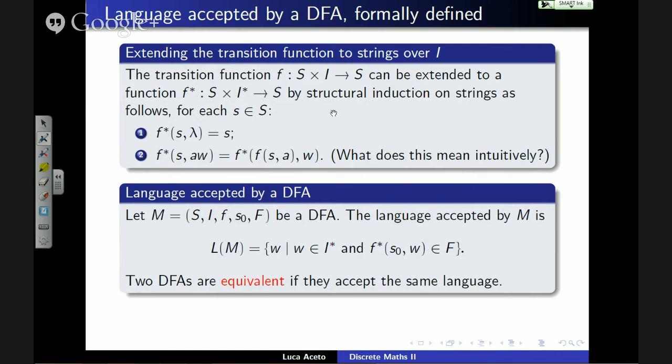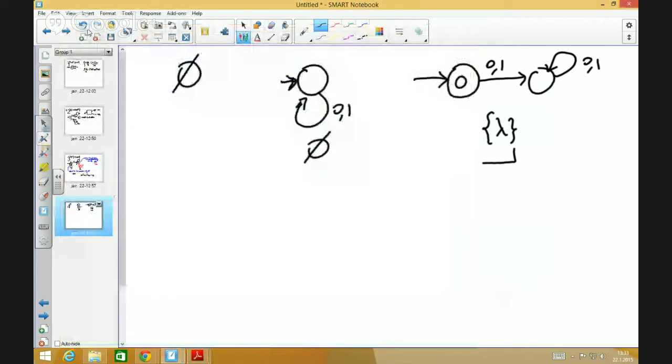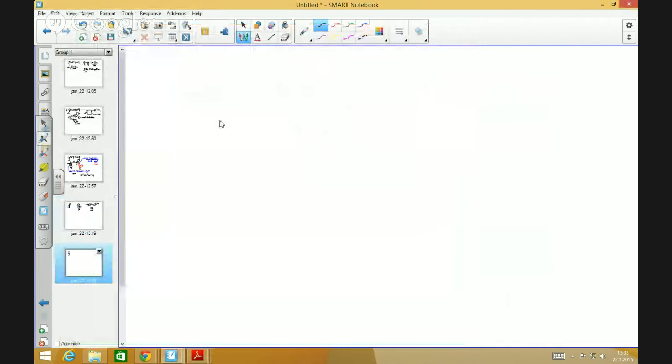Okay? So that's really the definition. So let me give you a little test here. Let's do reverse engineering. Now I give you an automaton, and I want you to tell me in English what is the language accepted by that automaton. You can also do it in mathematics if you wish.